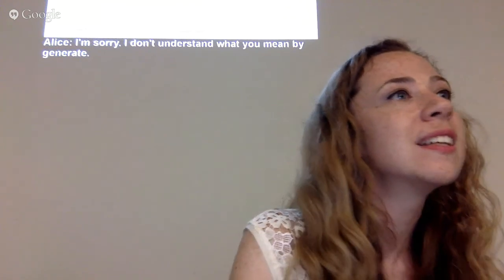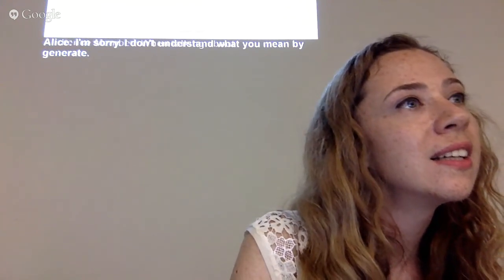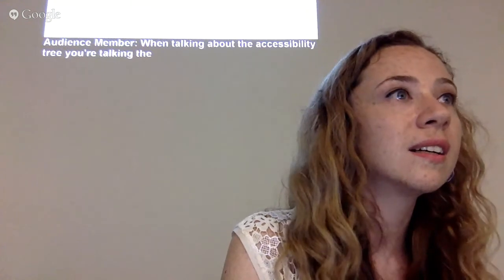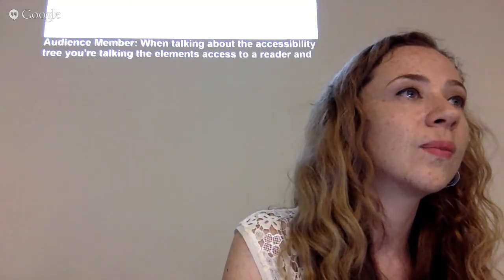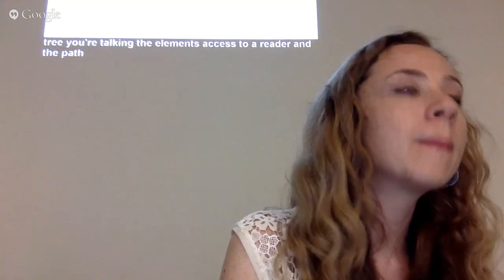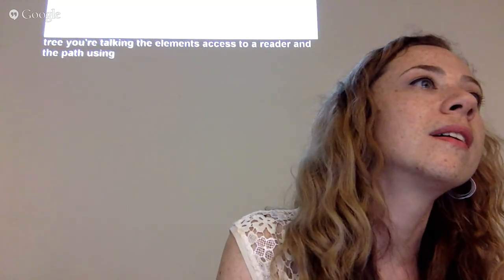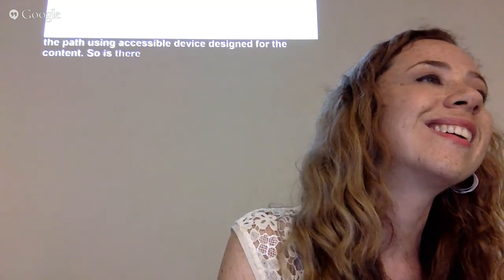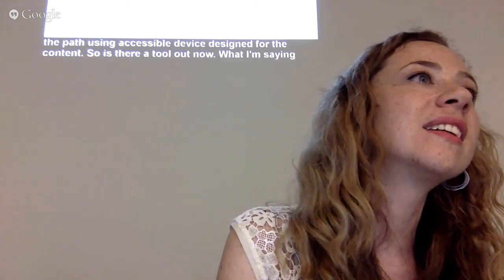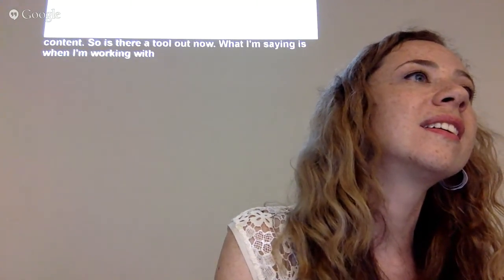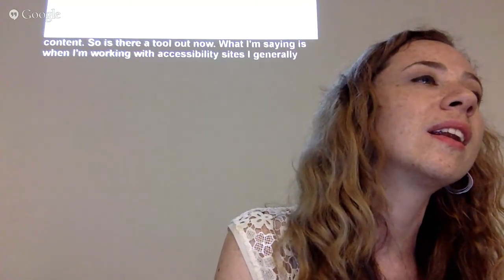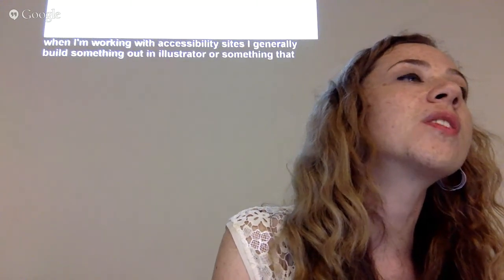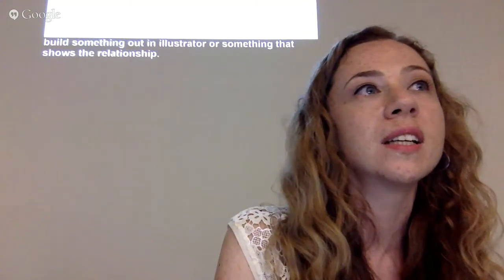When you talk about the accessibility tree, you're talking about the elements that are accessible to a reader and the path that someone using an accessible software device can use to interact with the content. Yeah, exactly. So is there a tool out there? What I'm saying is that when I'm working with accessibility sites, I generally just build something out in Illustrator or something that shows those relationships. Oh, to visualize the accessibility tree. There's a tool out now that can visualize the relationships.